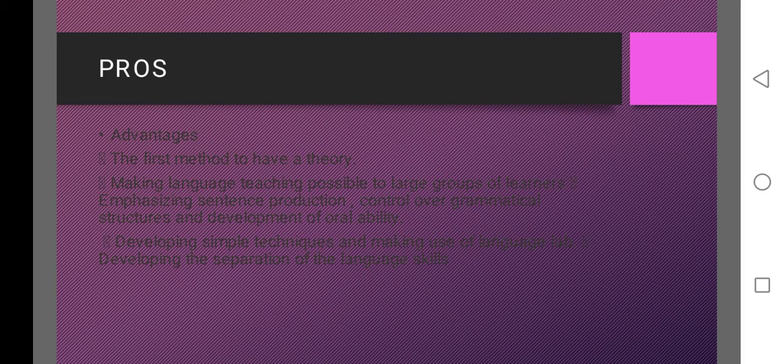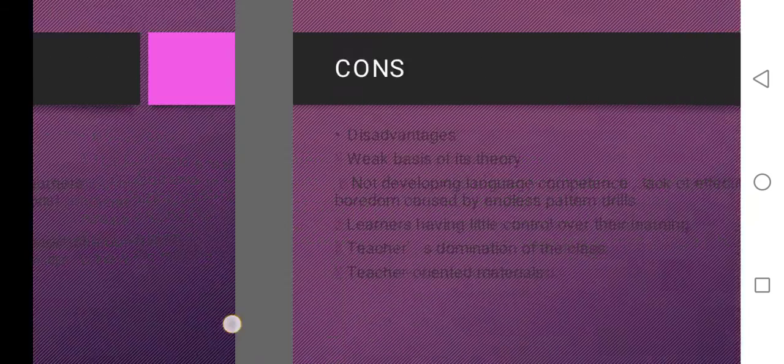The first method to have a theory, making language teaching possible to large groups of learners, emphasizing sentence production, control over grammatical structures, and development of oral ability. Developing simple techniques and making use of language and developing the separation of the language.